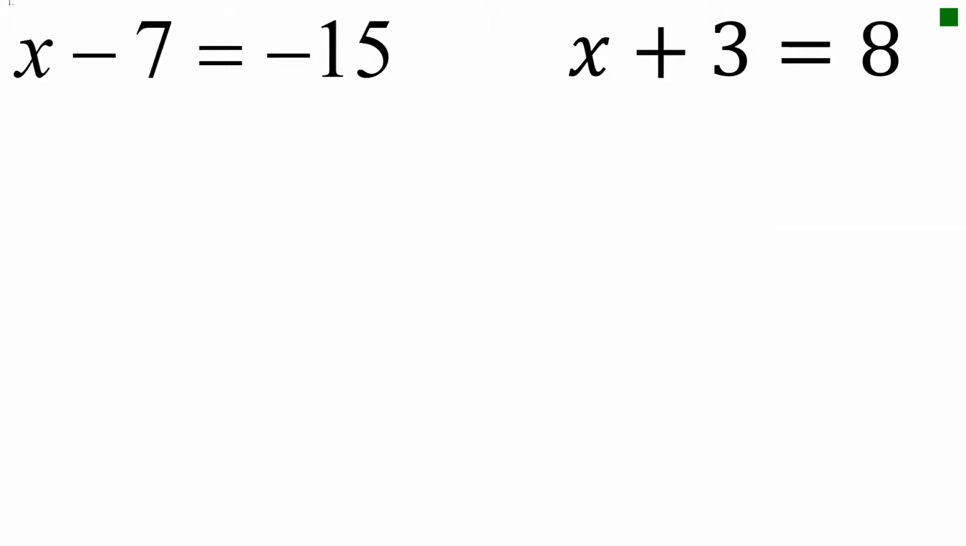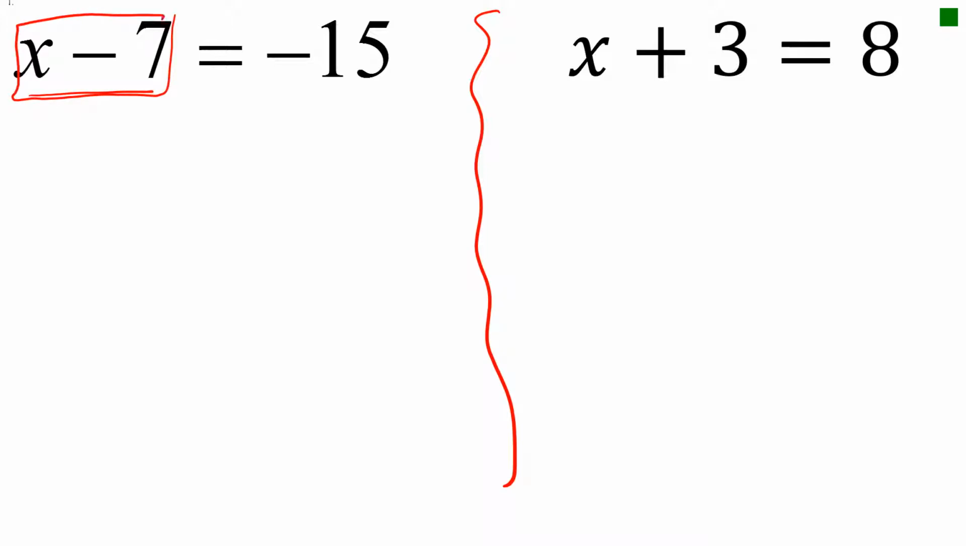So for this first one, this is the side we're looking at. It's got the variable on it. And remember, sides are the left side and the right side of the equal sign. So on the left side of the equal sign, we've got this minus 7. So to undo a minus 7, we're going to add 7.